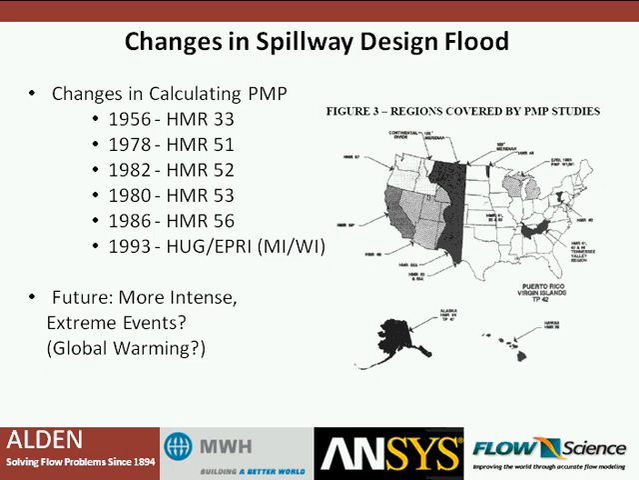Another thing that's changed over time is the actual amount of precipitation that we use in the watershed to determine what the flood might be. Here you can see the development of the various hydrometeorological reports over the years, starting with HMR 33 in 1956, and that's been updated over the years, and each time it changes, that has the potential for actually changing the requirement of the spillway to pass floods.